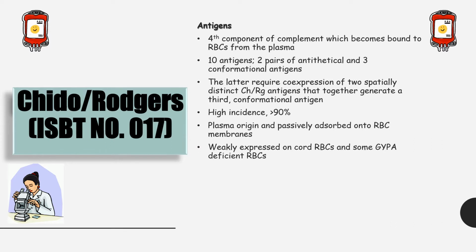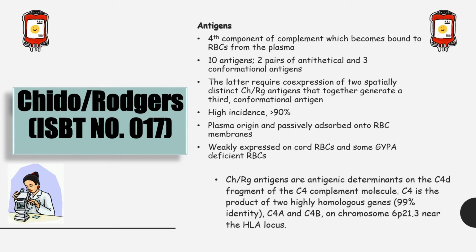Most Chido-Rogers antigens are high-incidence antigens. Similar to Lewis blood group antigens, Chido-Rogers antigens are of plasma origin and are passively adsorbed onto RBC membranes. Its antigens are weakly expressed on cord RBCs and some glycophorin A deficient RBCs. Chido-Rogers antigens are antigenic determinants on the C4d fragment of the C4 complement molecule. C4 is the product of 2 highly homologous genes, C4A and C4B, on chromosome 6p21.3 near the HLA locus.